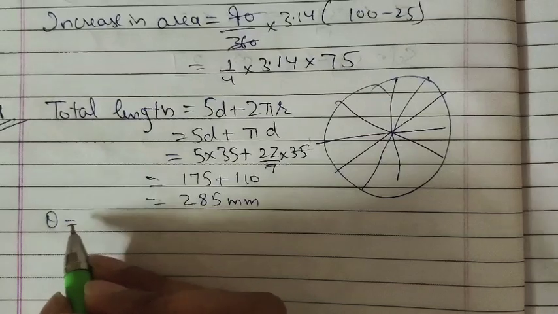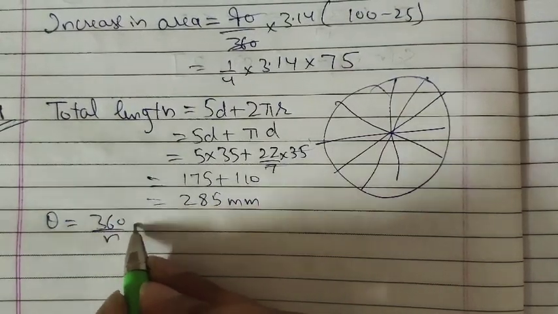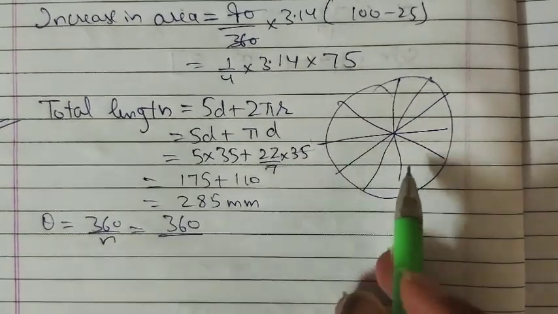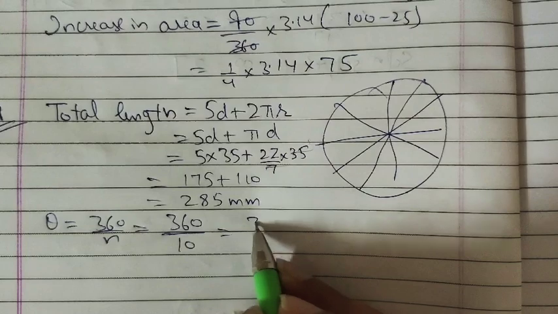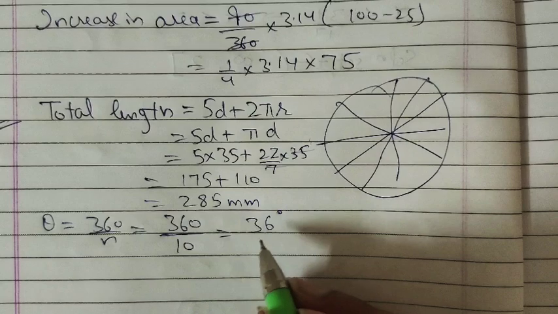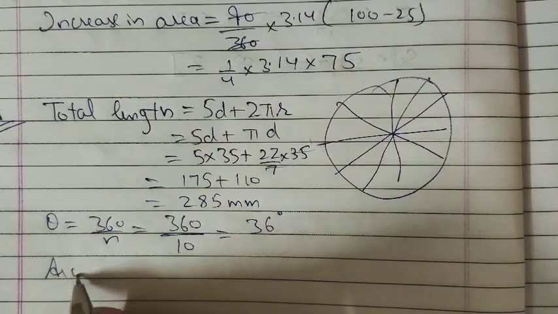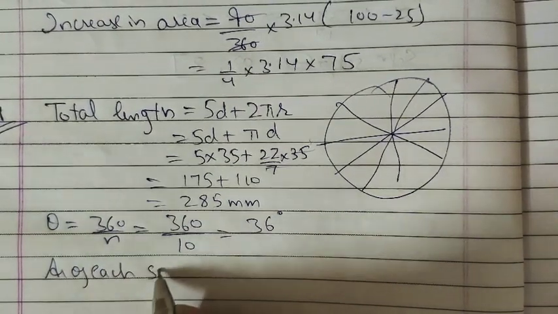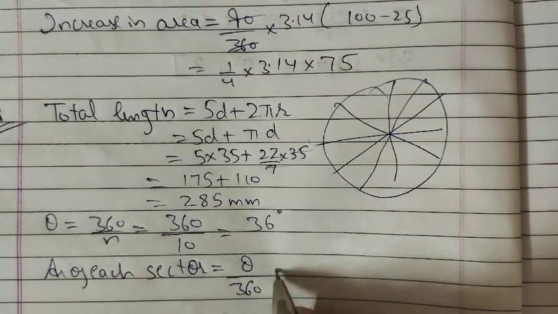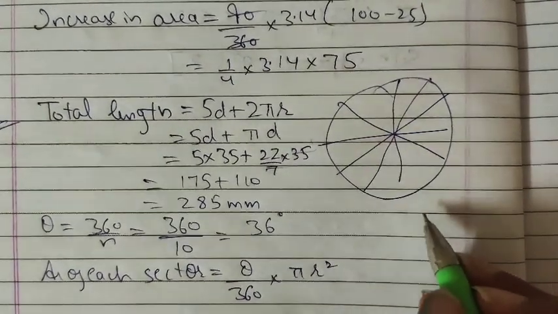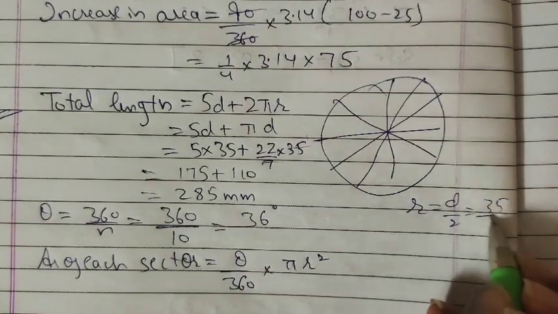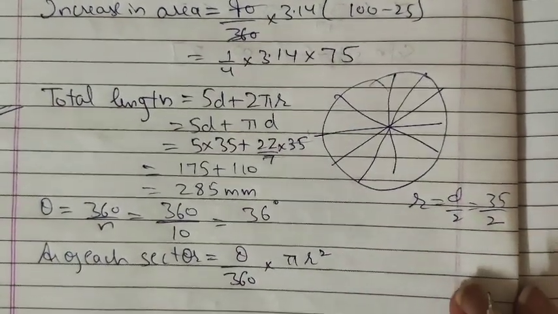Now for the second part, theta is equal to 360 upon n. Now how many parts has it been divided into? 360 upon the total number of sectors, which is 10, so that is 36 degree. Now we have to determine the area of each sector. So the area of each sector is equal to theta upon 360 pi r square. Now here r is equal to d by 2, 35 by 2. Just put the value into it and you will get the answer.